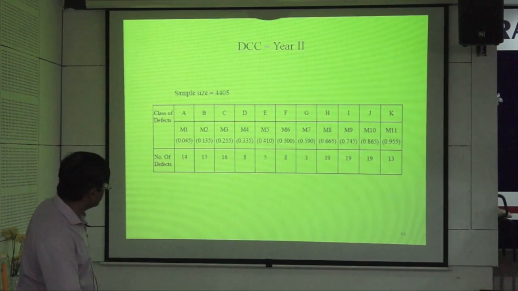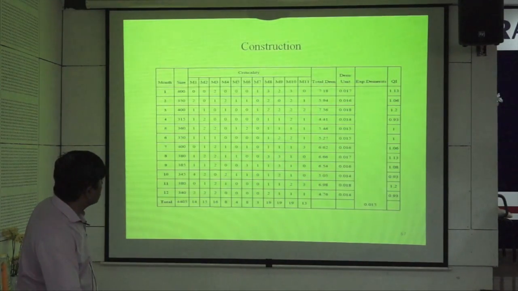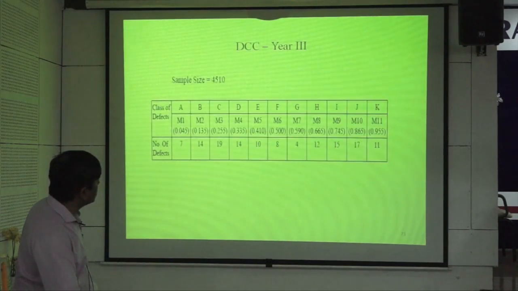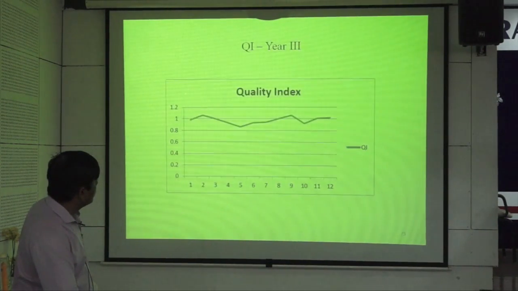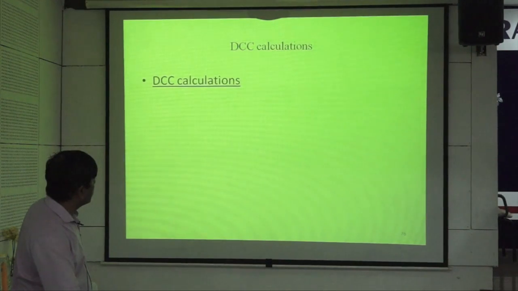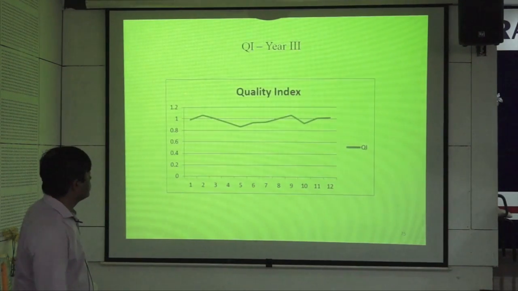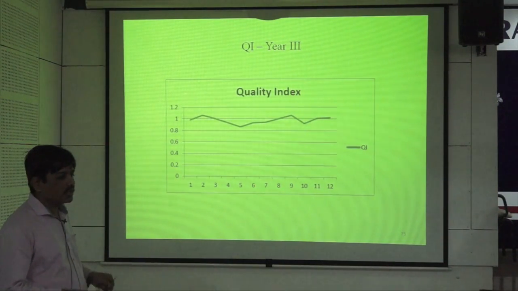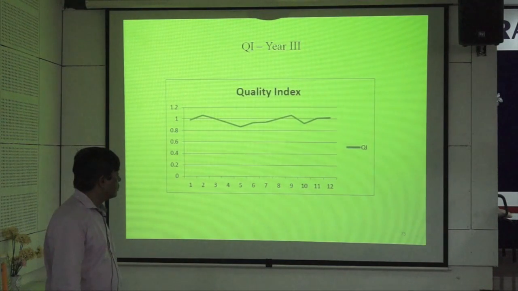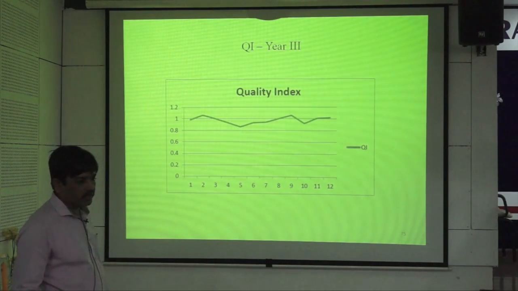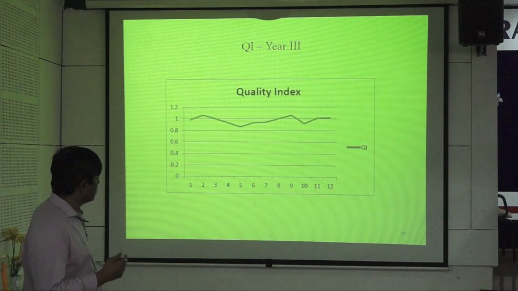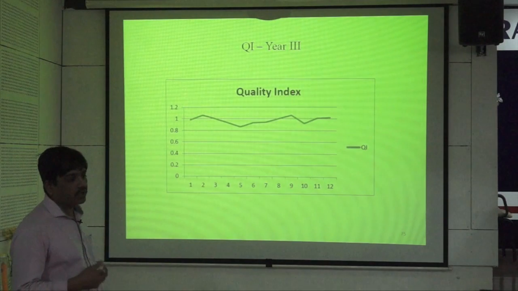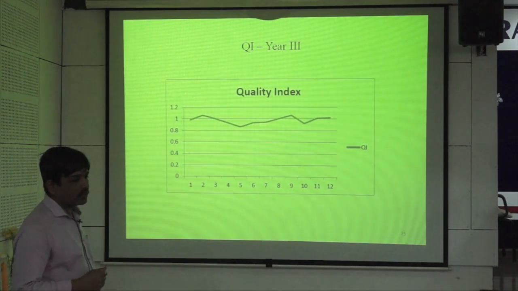Similarly, the process is carried out for year 2, in the demerit control chart. So for all the 3 years, we have plotted the demerit control chart and the quality index by using linguistic weights. So what we came to know after plotting this demerit control chart is that the quality is changing drastically. Even the index is changing. There is change in quality, but we could not find out the actual reasons why the quality is changing.